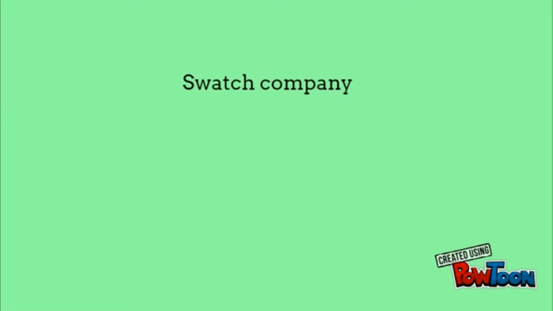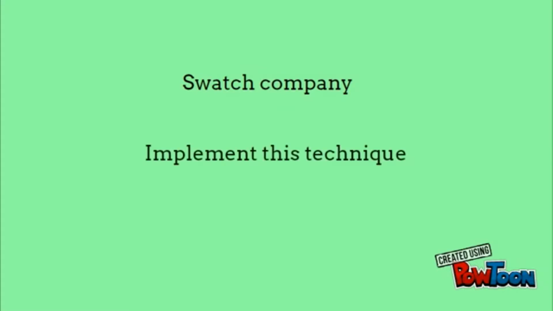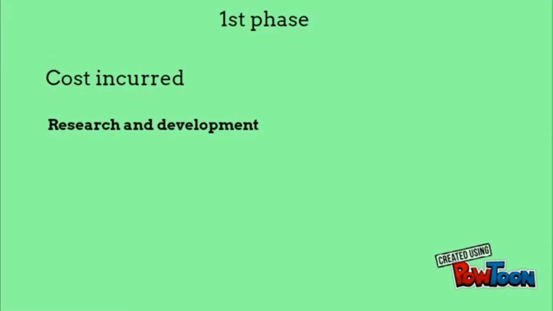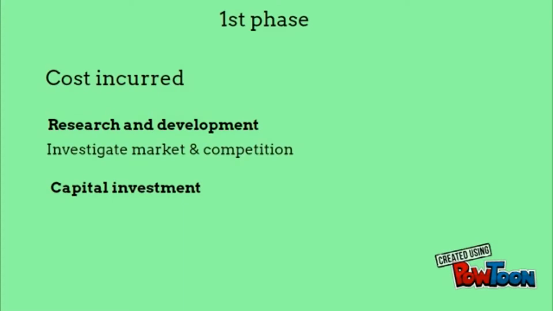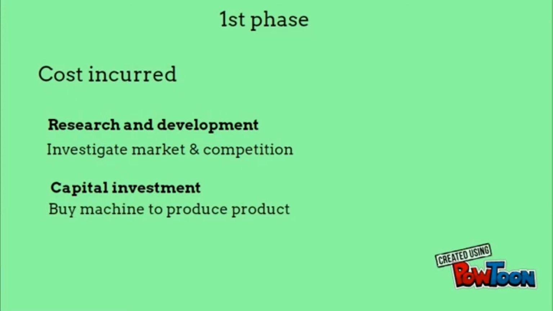Let's take the Swatch Original product from the Swatch company in Sweden as an example. In 1970, Swatch started to implement this technique. In the first phase, the costs they incurred were research and development and capital investment. For research and development, they investigated the market and competition, while for capital investment, they bought a machine to produce the Swatch Original product.